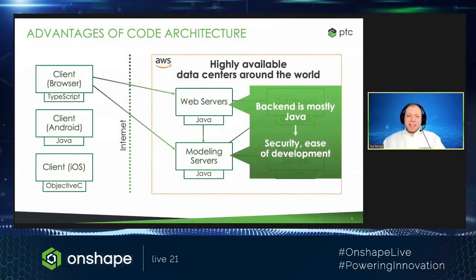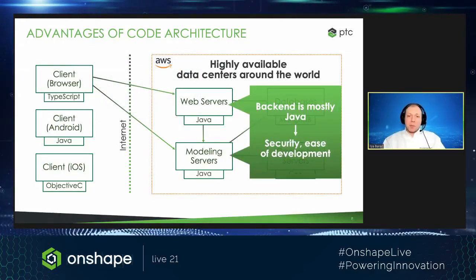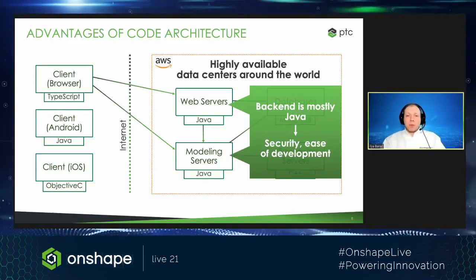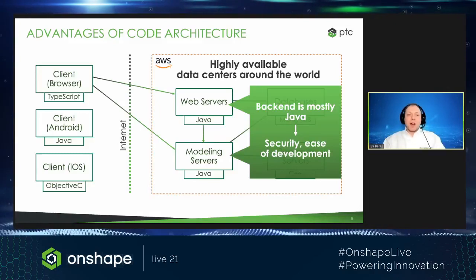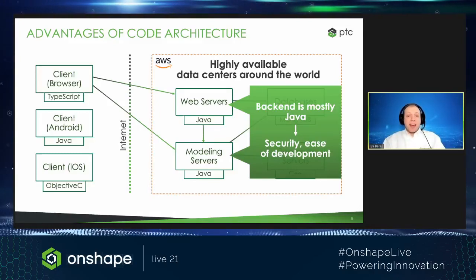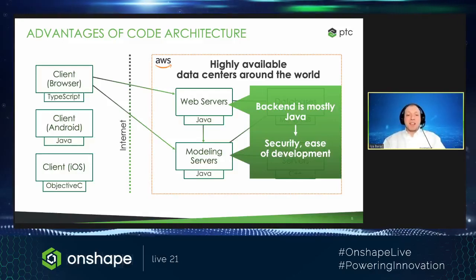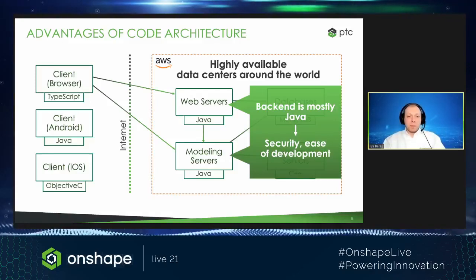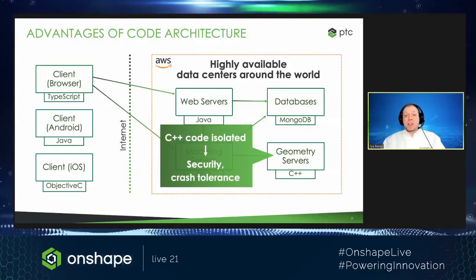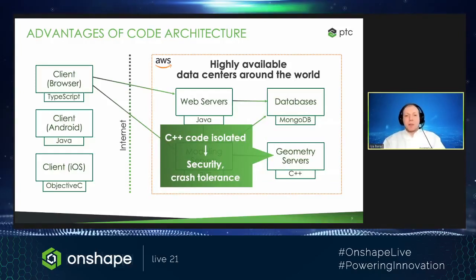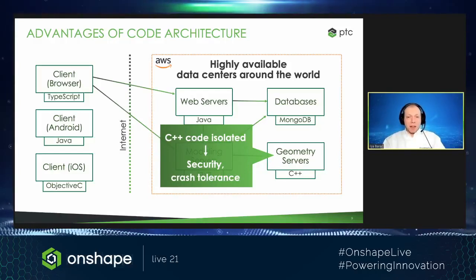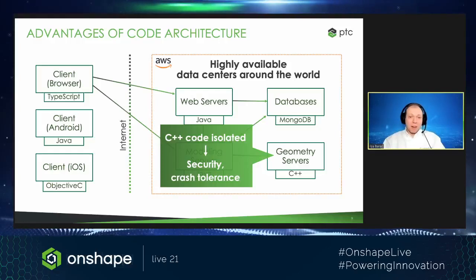Compared to other CAD systems that are primarily written in C++, most of our backend is in Java. And Java is a simpler language. You have to worry a lot less about things like memory management, and multi-threading is easier. And it's much harder to make the types of mistakes that lead to security flaws. Our geometry servers are the part of Onshape written in C++ because that's where you need the performance and power. That code is isolated from the client, which makes it much harder to attack.